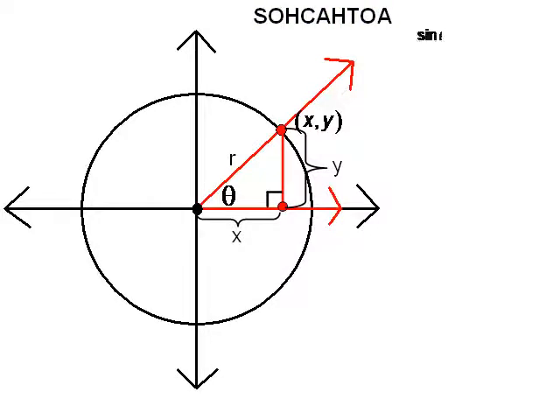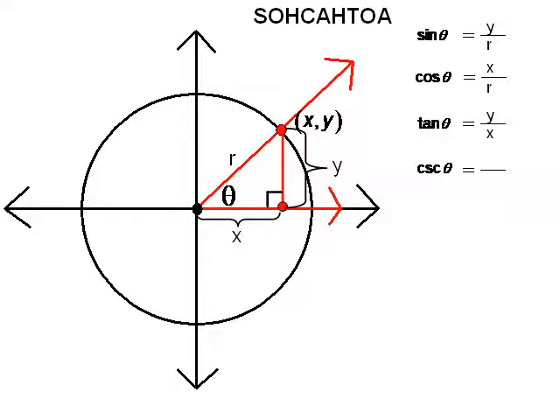Using SOHCAHTOA, we can now find our 6 trig ratios. Sine is opposite over hypotenuse. Our opposite in our triangle is y. Our hypotenuse is r, so sine is y over r. Cosine is adjacent over hypotenuse. Our adjacent is x. Our hypotenuse is r. Tangent is opposite over adjacent. Our opposite is y. Our adjacent is x. So tangent is y over x.